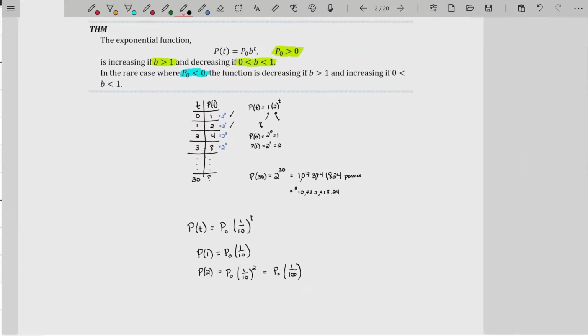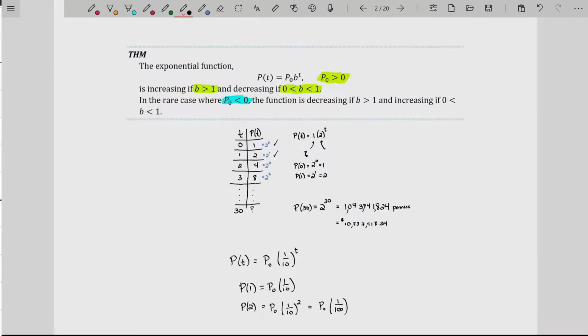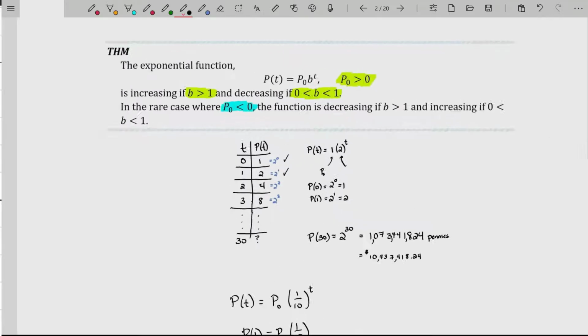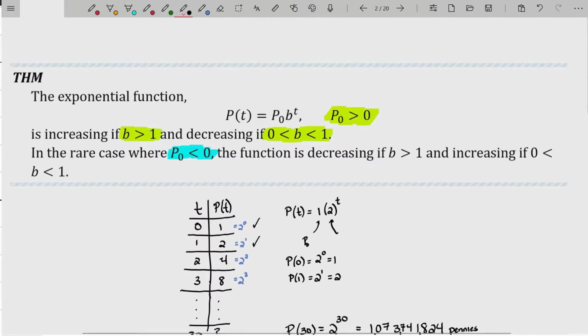So anyhow, that's to justify that if the base is greater than 1 on an exponential function, your population will be increasing. If the base is between 0 and 1, then your population will be decreasing. In the very rare case where the initial population is negative, which I can't even think of a case right now that's like that, then it's swapped. In other words, our function would be decreasing if the base is greater than 1 and increasing if the base is between 0 and 1.